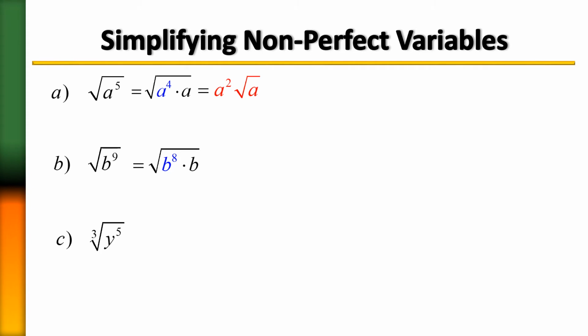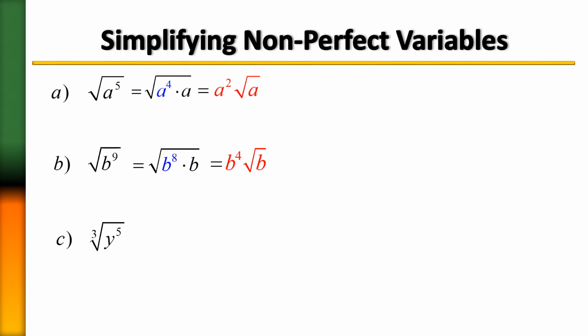Let's solve the perfect and put it outside. What is the square root of b to the 8th power? Remember, all we have to do is divide that exponent by the index of 2, and that's going to leave us with b to the 4th power radical b.